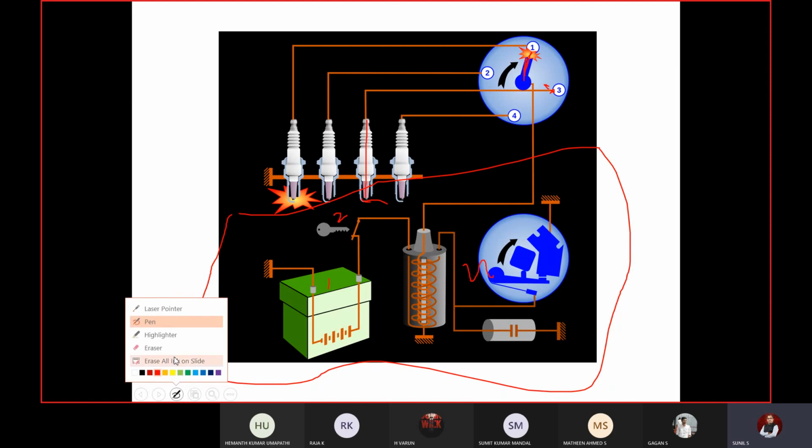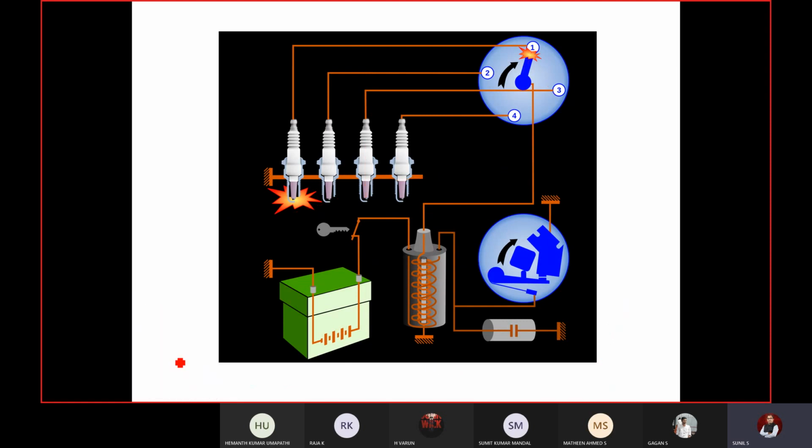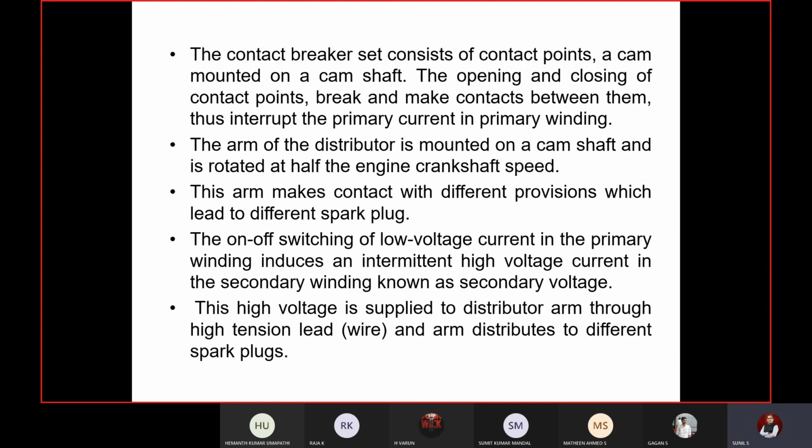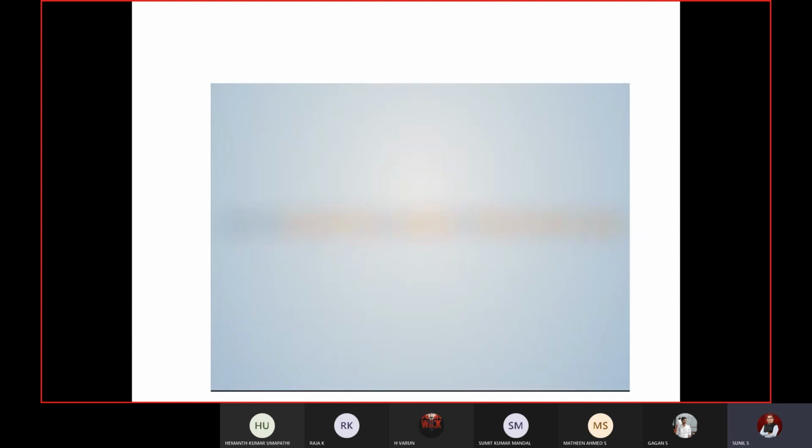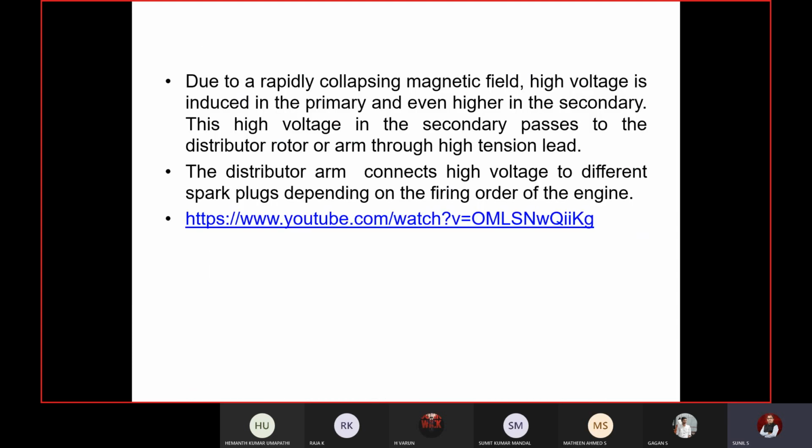So yesterday we have discussed. So this is a day-old system. We call it as battery ignition system. It is one of the oldest systems or mechanisms which is used. So yesterday we have discussed this clearly, and one video is there in this link in the uploaded PPT, you can see.